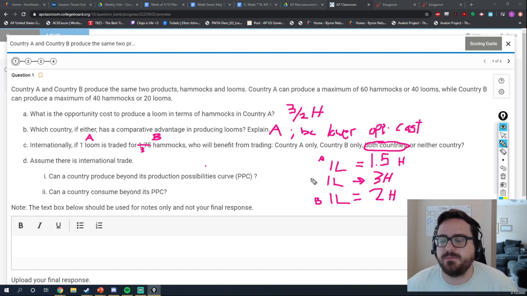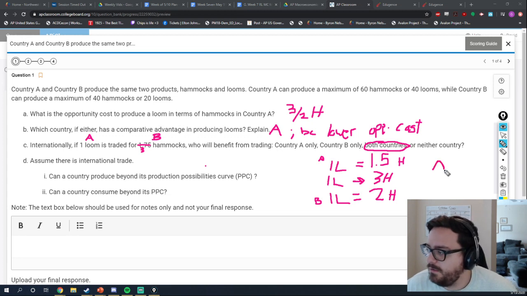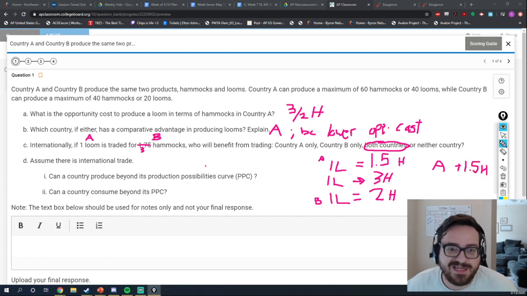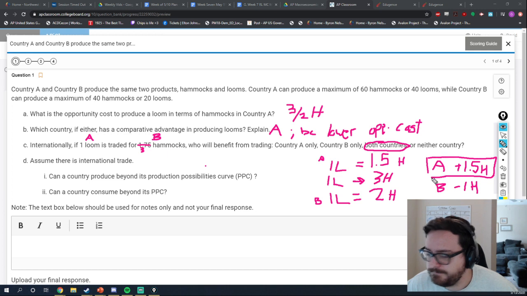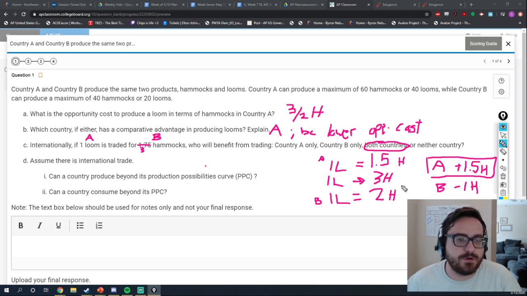Well, again, go by the same logic as before. Country A is giving up the looms here. They used to give up 1 loom for 1.5. Now they're giving up 1 loom, getting back 3. That is freaking amazing for country A. A gets plus 1.5. They get a lot, right? Country B is giving up the hammocks, and now we're asking them to give up 3 as opposed to 2. And that's not a good deal. Country B would be losing. So only country A would benefit there. Only country A is doing better than before.